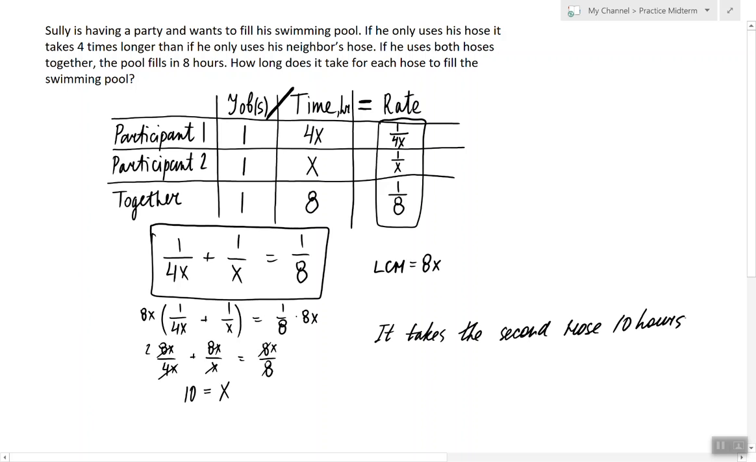by itself, and it takes Sally's hose four times more, so 40 hours. So that's the answer to the question.